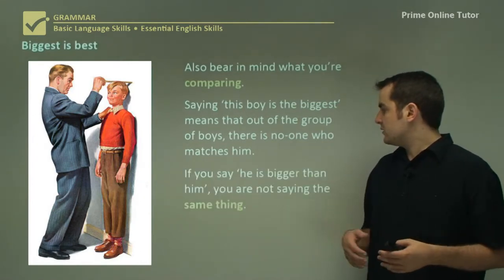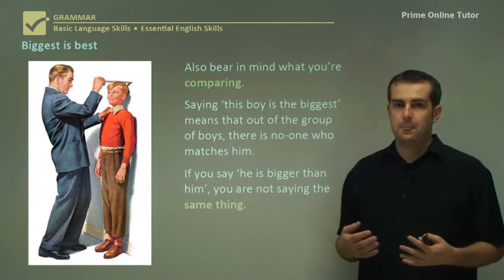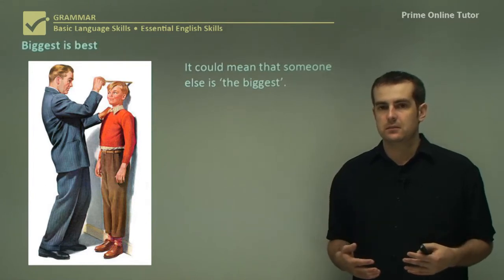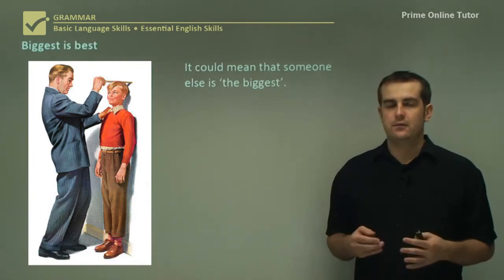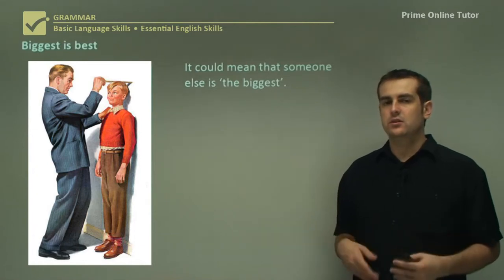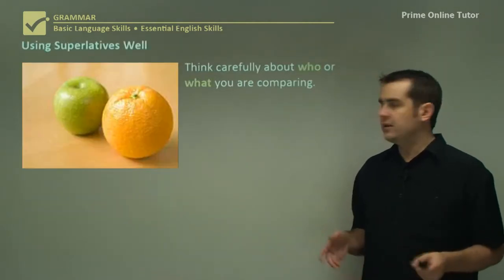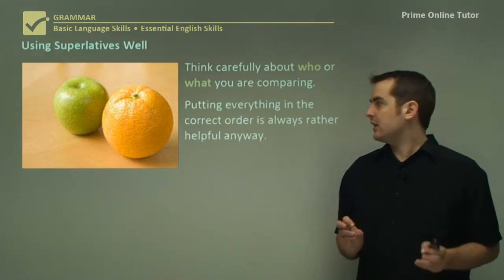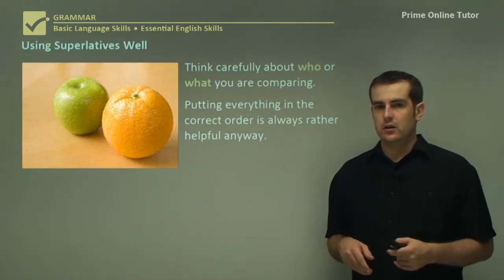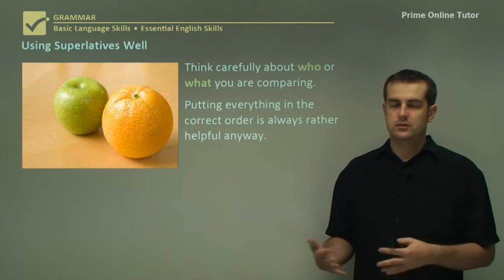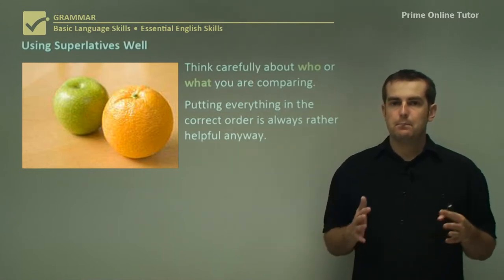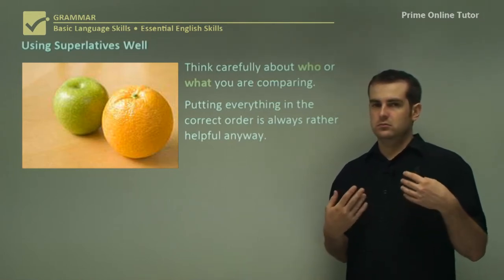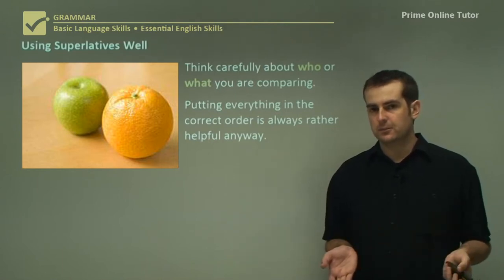You need to think ahead. If you say he's bigger than him, you're not saying the same thing as saying someone is the biggest, or someone else is the biggest. So you have to think carefully about what it is you're actually trying to say by using a superlative. All right, now how do you use them well? First of all, think very carefully about who or what you are comparing. Putting everything in the correct order is rather helpful anyway. By thinking what is the biggest, smallest, whatever, you're helping to set out your writing so it makes logical sense, so your superlatives are going to be used correctly anyway.